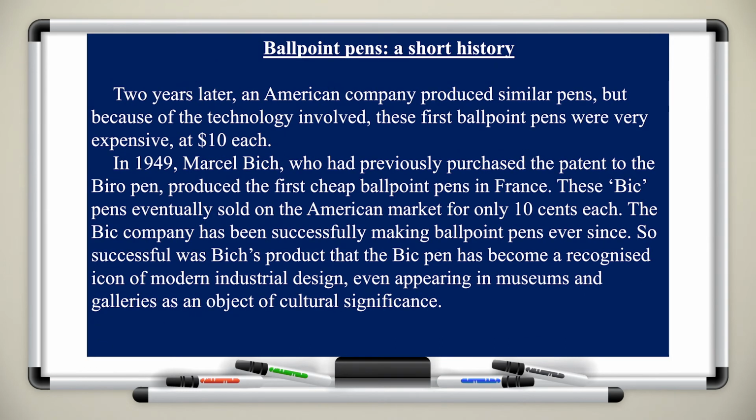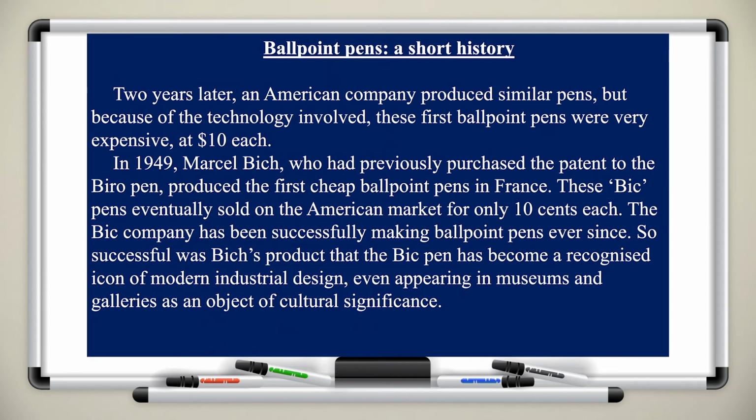Two years later, an American company produced similar pens. Because of the technology involved, these first ballpoint pens were very expensive, at $10 each. In 1949, Marcel Bich, who had previously purchased the patent to the Biro pen, produced the first cheap ballpoint pens in France. These Bich pens eventually sold on the American market for only 10 cents each. The Bich company has been successfully making ballpoint pens ever since.